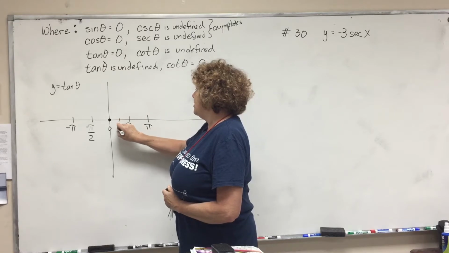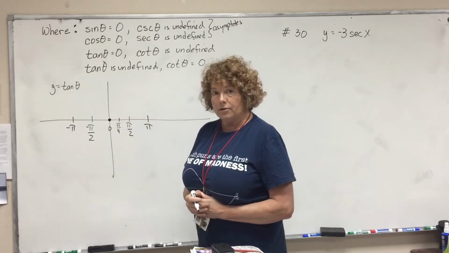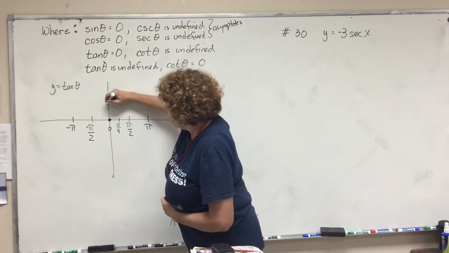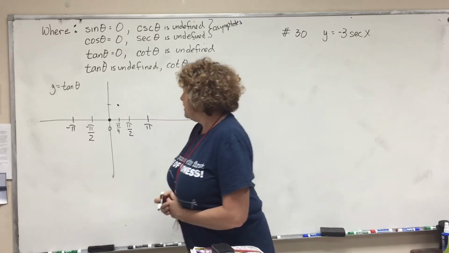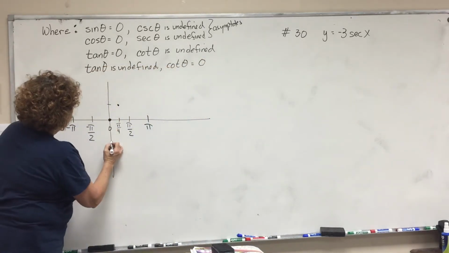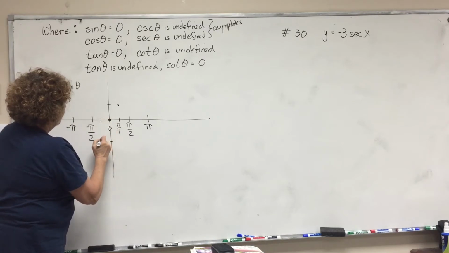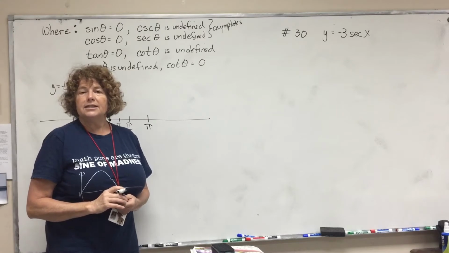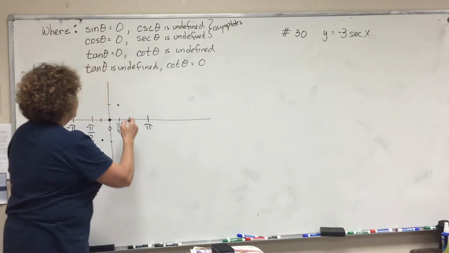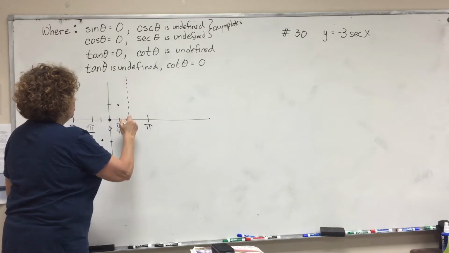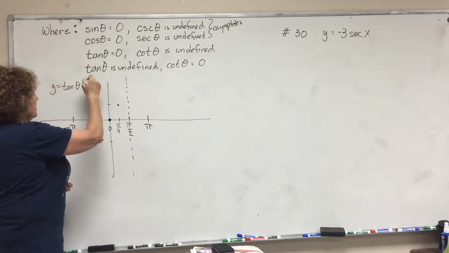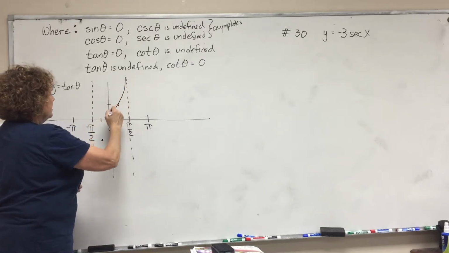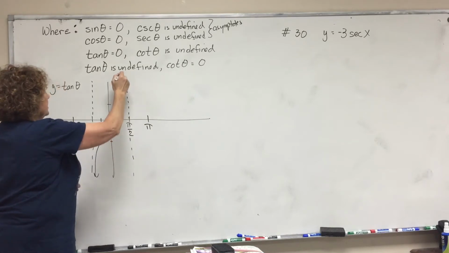Halfway to 90 degrees is 45 degrees, which is pi over 4. Well, the tangent of pi over 4, if you look on your unit circle, is 1. The tangent of negative pi over 4 is negative 1. Now look at the tangent of pi over 2, the tangent of 90 degrees. You will see that it's undefined. So if it's undefined, you put an asymptote. Same for negative pi over 2. So if you were to graph this, it would look something like this.